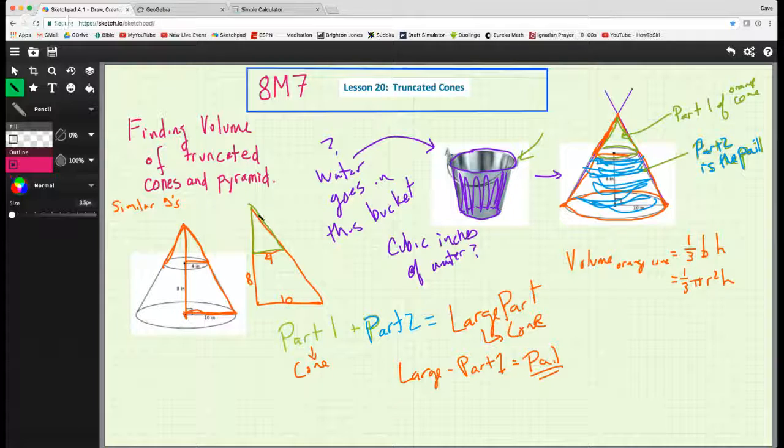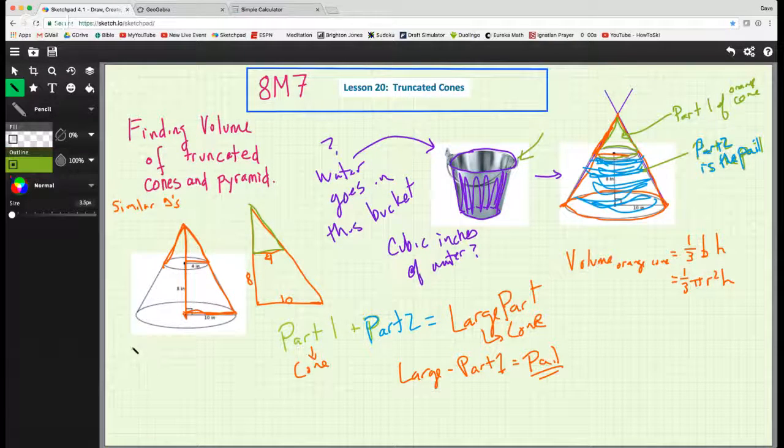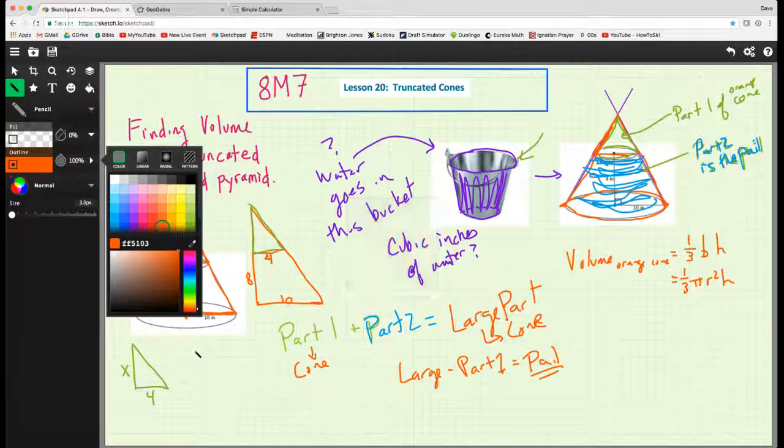So what do we know? We know that the ratio of the small... Let's take this small triangle and put it on the side for a second. So we're just going to take this guy here and we're going to put it right here. And so we have 4, and we have this distance here, which we don't know, so we're going to call it x. And then we're going to take this orange piece here, and we're going to draw that one.